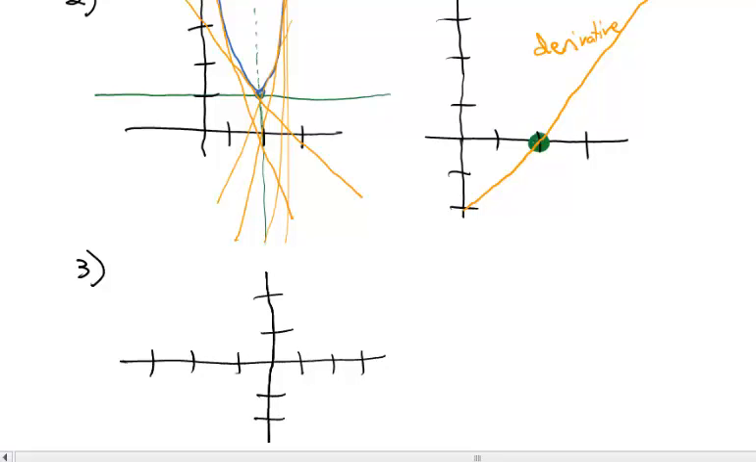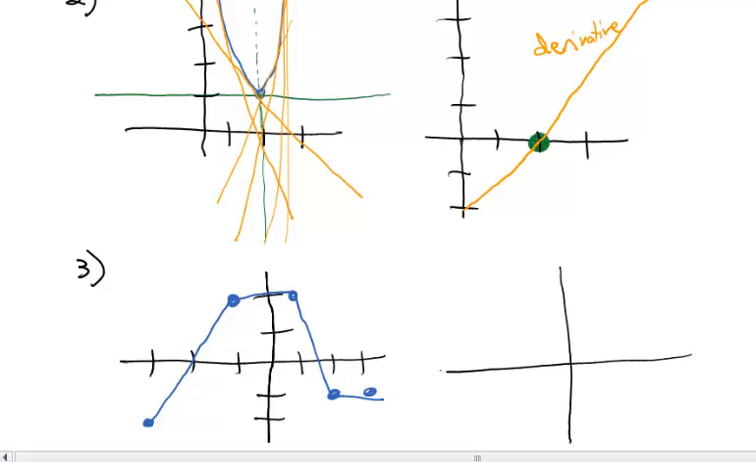Let's put a point here at (-3, -2), a point at (-1, 2), a point at (1, 2), a point at (2, -1), and then a point at (3, -1). And I'm just going to draw straight lines connecting them. Okay.